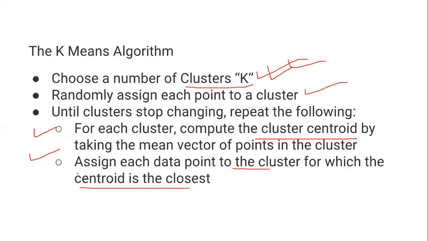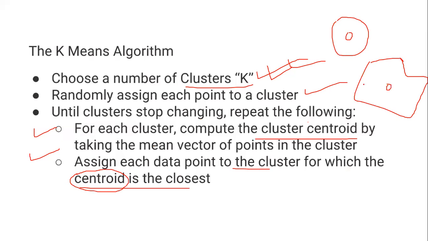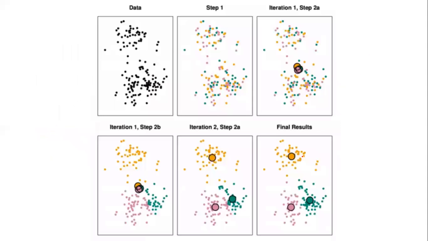Here the centroid means the mean, or in a 2D visualization, it is the central point of any shape that we draw. So if this is my shape, then the centroid is somewhere like this. If this is my shape, the centroid is going to be somewhere here, like the central point. Okay, so let's look graphically at all the steps.